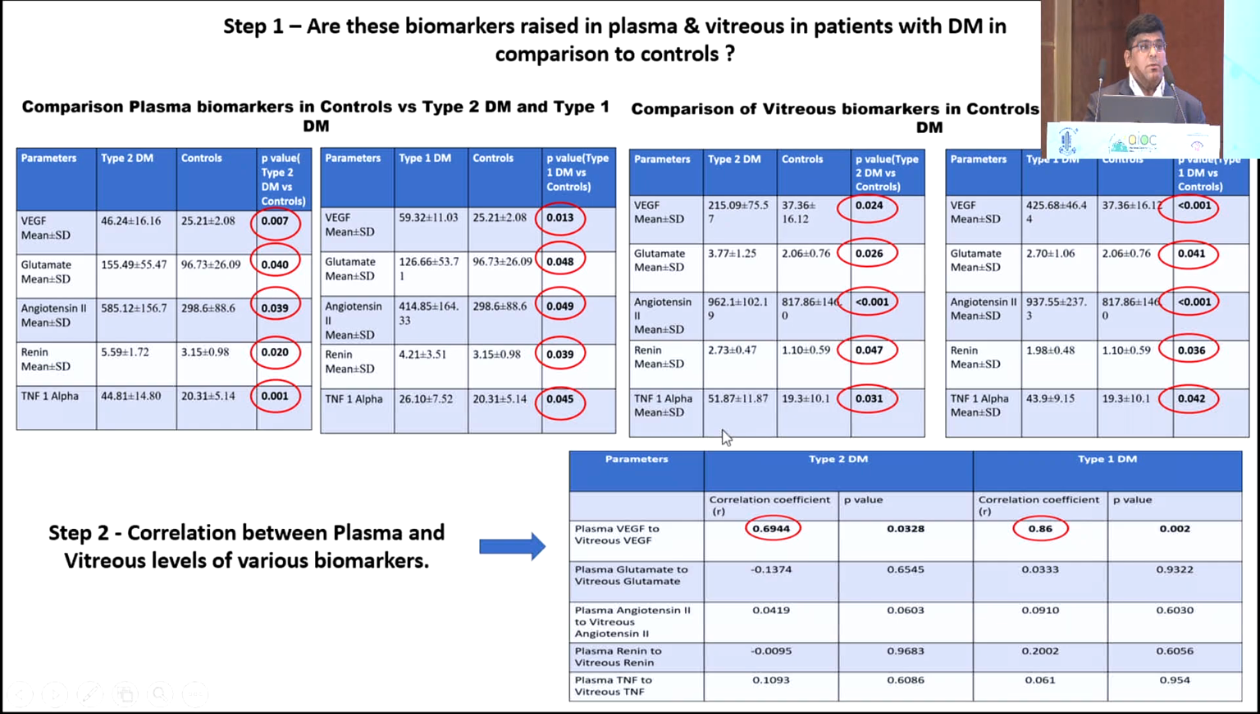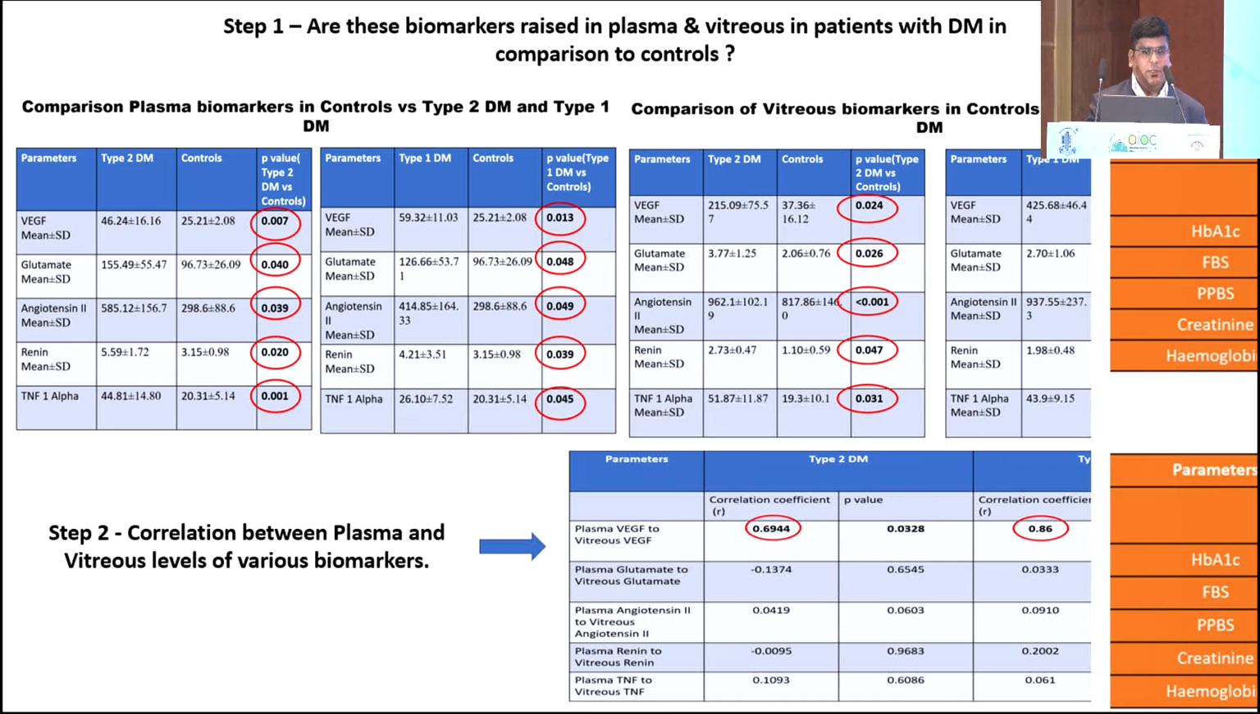In step 2, again we wanted to evaluate whether these factors were increasing in a linear pattern in both plasma and the vitreous. So we found that it was only plasma VEGF and vitreous VEGF levels that were linearly correlating. Others did not show any significant correlation, which means that when serum levels of VEGF were going up, in a similar fashion vitreous VEGF levels were going up. However, this pattern was absent in the other 4 factors under evaluation.